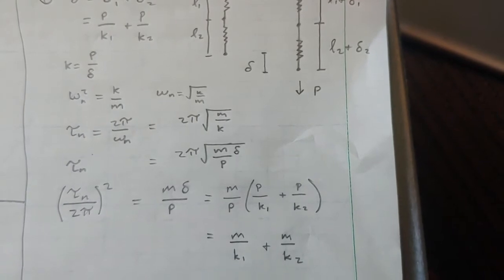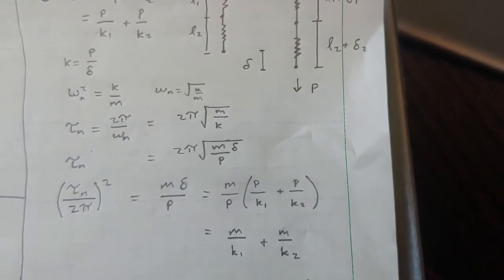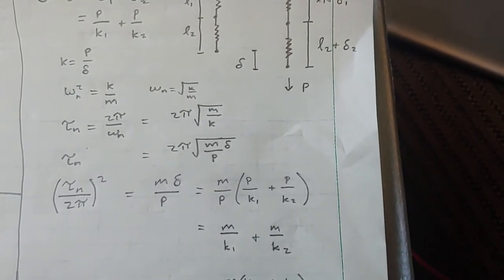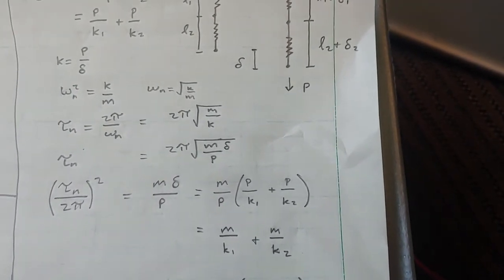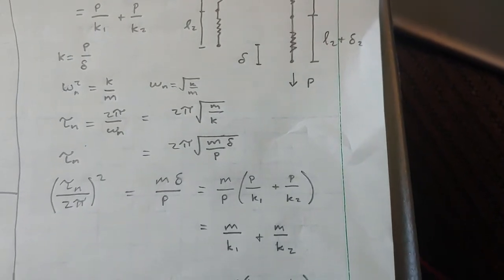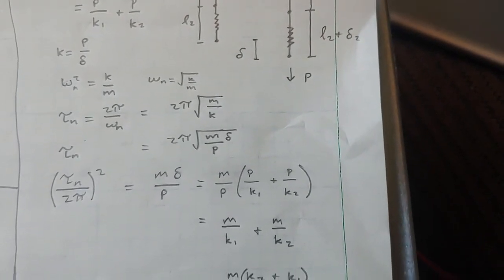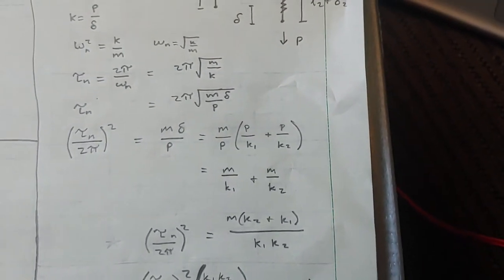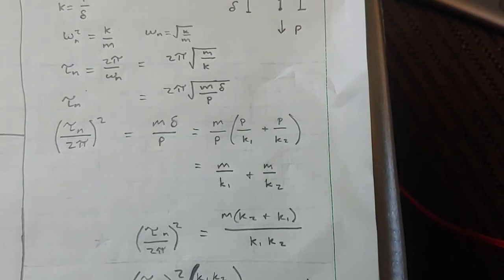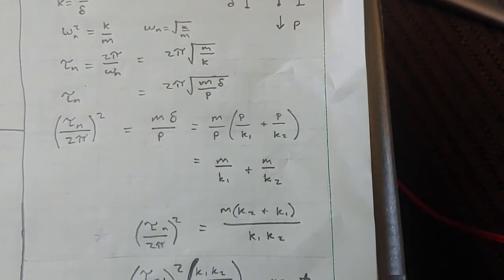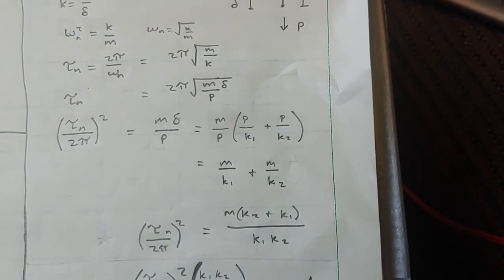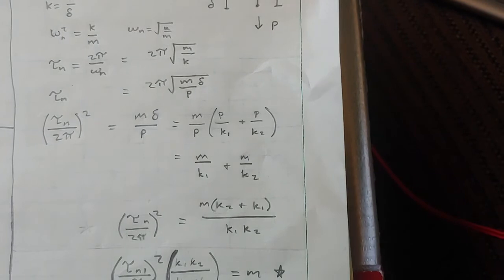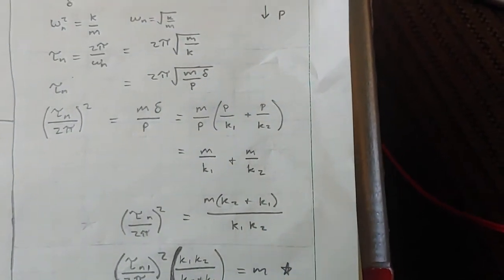So then we have m divided by P times our delta, which is P over k1 plus P over k2, and then we have all of that equal to m, so that makes all of the P's cancel out. We have m over k1 plus m over k2, and then we set that equal, so that we could get the mass out of the system and onto one side, just did some little algebra there.